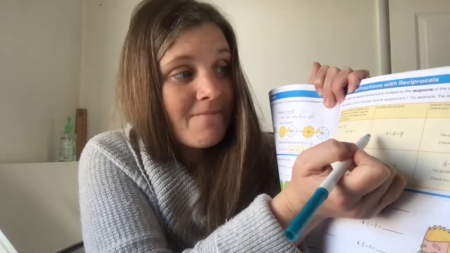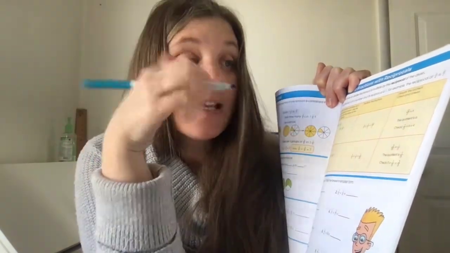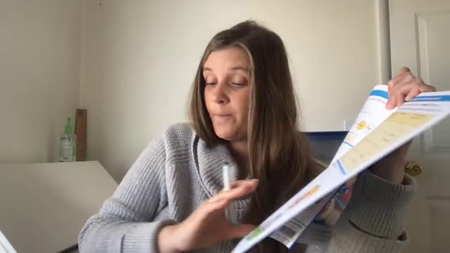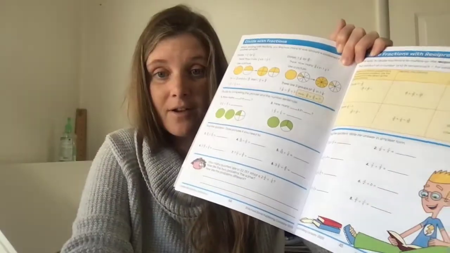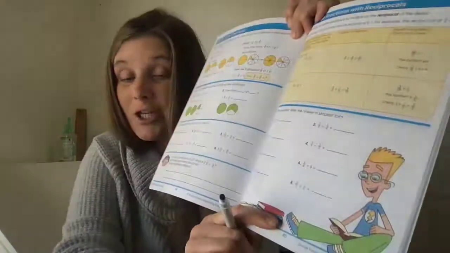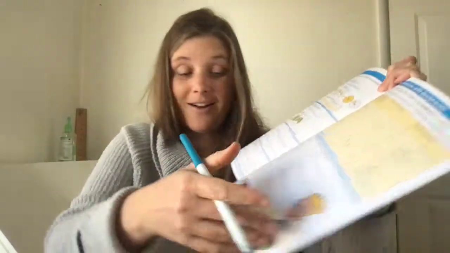Then go to the second box. It says multiply the fractions. Then go to the third box. It says simplify the quotient. The quotient is the answer, right? So simplify the answer. So it's 12/2, and that equals 6. Okay? All right, so now what you're going to do is the rest of page 45. All right, good job today.